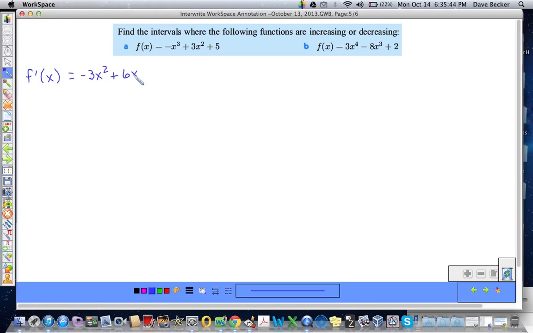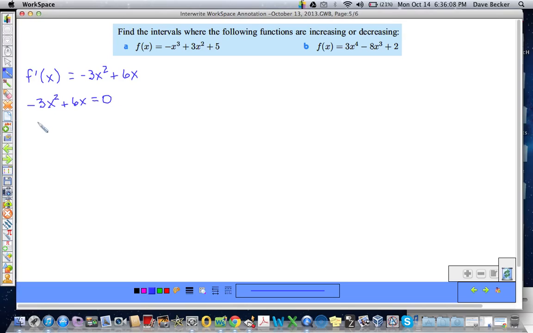Okay? Now remember, we're going to have a change, if there is going to be a change, from increasing to decreasing or decreasing to increasing of a function when the derivative, the slope of the tangent to the curve, is equal to 0. So I am going to set the derivative equal to 0 and solve to see where the slope is 0.